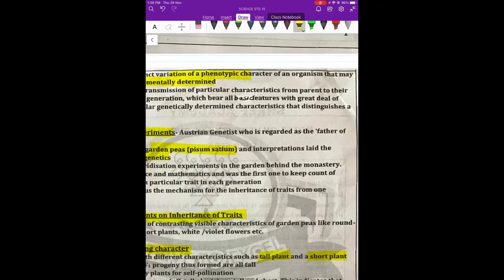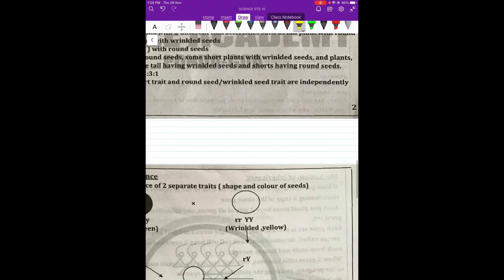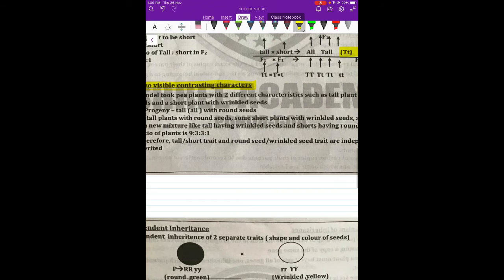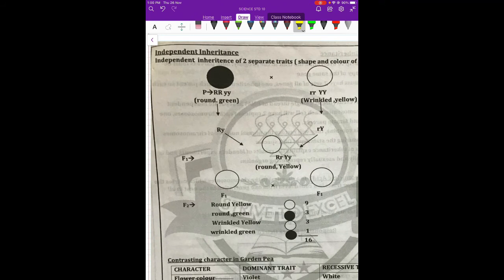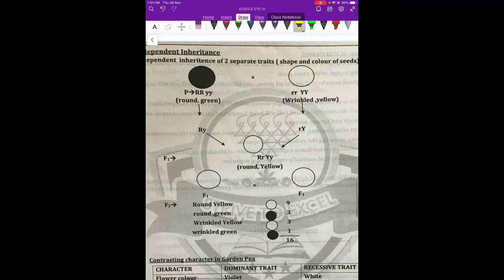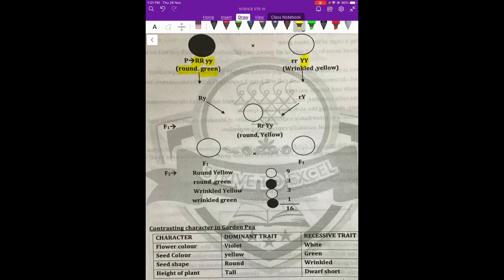Now this is what he did. In the same way, he tried it with two visible contrasts. Two visible contrasts means he took two different characteristics such as round and wrinkled, and colors also he chose. So he took two separate things. One is round and green, and another was wrinkled and yellow. Yellow color was dominant. So what he found in the first generation was RrYy, round and yellow.